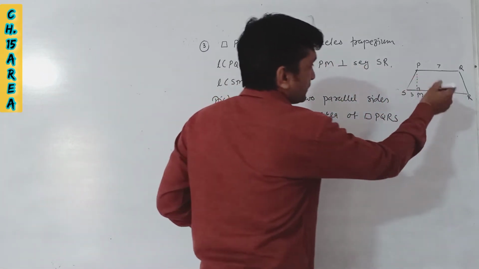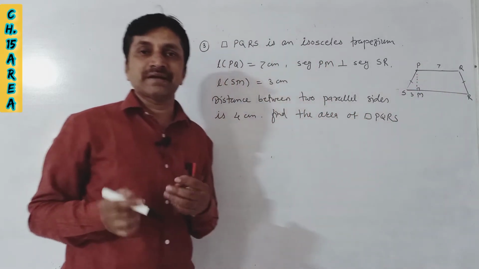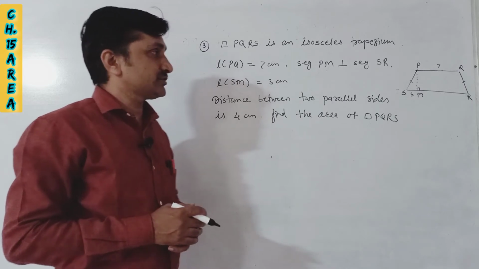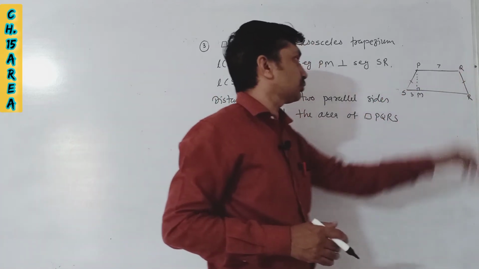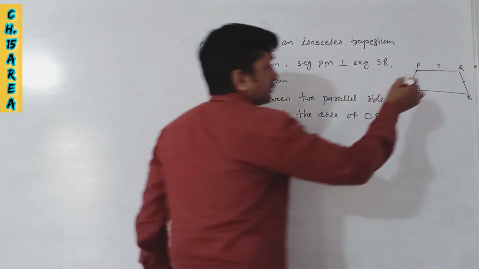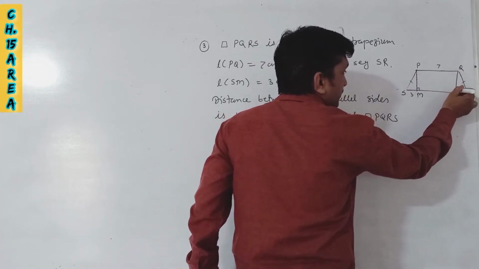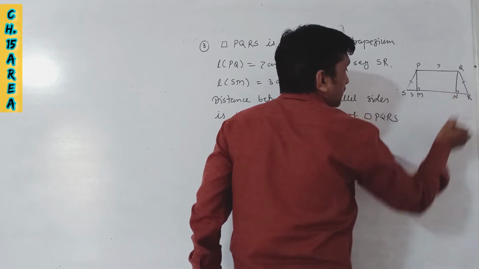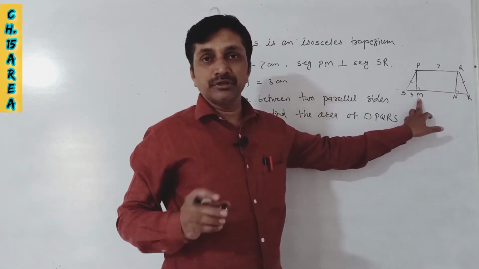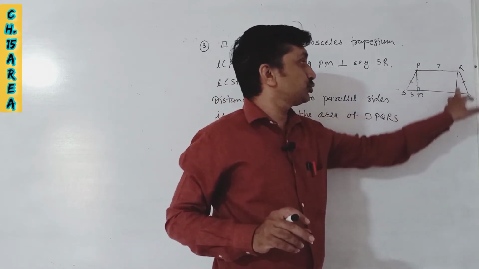PQRS is an isosceles trapezium. Isosceles trapezium means non-parallel sides are congruent. If non-parallel sides of a quadrilateral or of a trapezium are equal, then that trapezium is called an isosceles trapezium. It means here PS and QR are equal. PQ is 7, SM is given 3. Now here PM is height. From Q also we can draw height here, QN. Now you see here PQ and SR are parallel and PM is height. Similarly QN is also height.